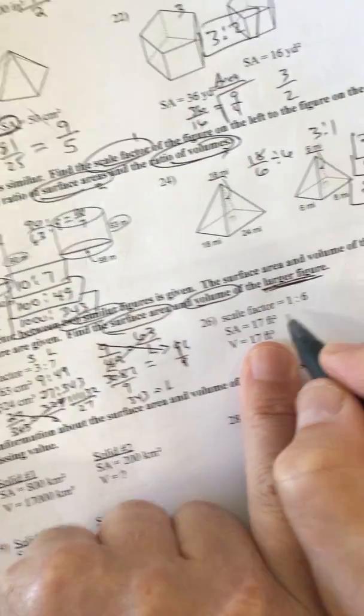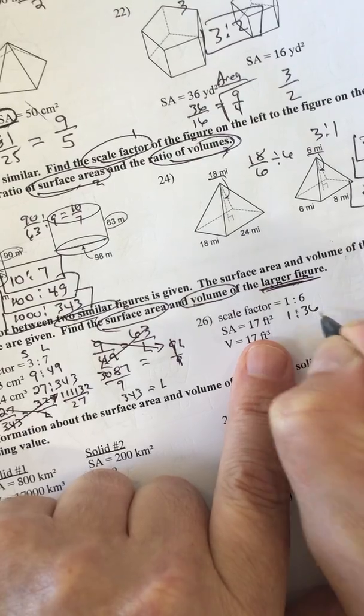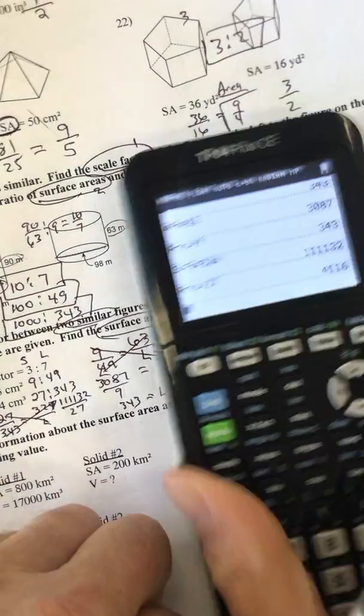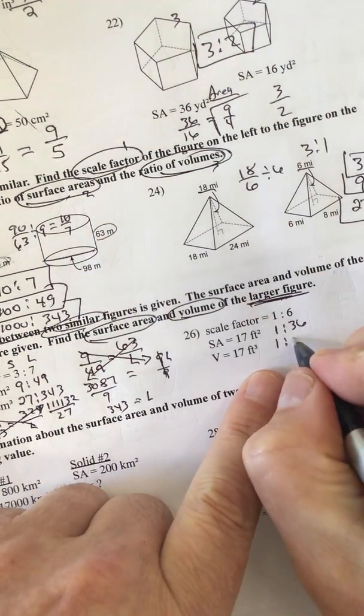Okay, the scale factor is 1 to 6. So squaring that makes the area 1 to 36, and 6 to the third is 216.